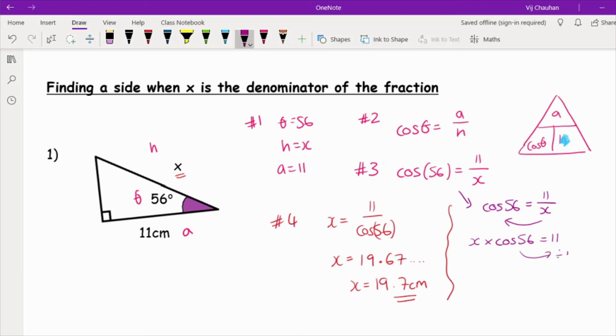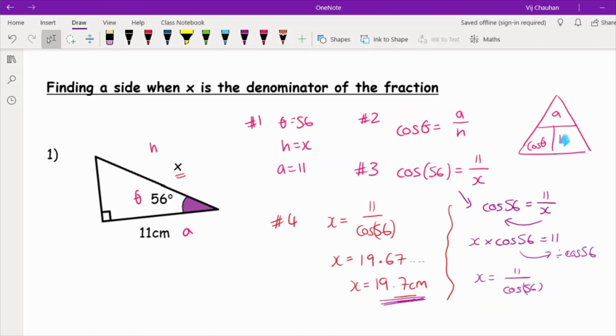And so x is going to equal 11 divided by cos 56, and if I enter that in the calculator, I'm going to get the exact same answer. So it's just another way of looking at it. Now obviously if the triangles help you, go for the triangles. If they don't, then it's fine. As long as you're getting the right answer and you're showing clear working out, then that's all that matters.